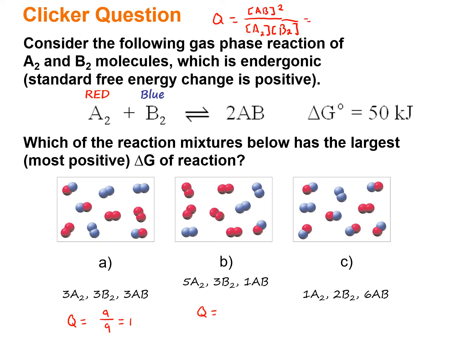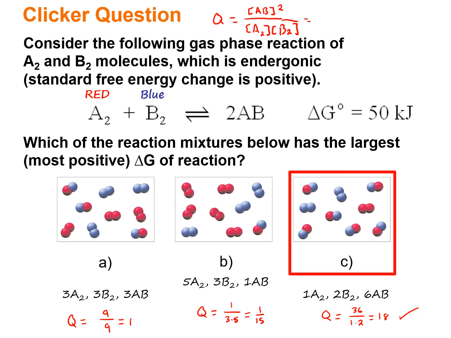For the second one, we have 1 AB, so that's just 1, and the denominator is 3 times 5, so that gives us 1/15. And for our last one, we have 6, which we square to give 36, and the denominator is 1 times 2, so we get 18. That means this last mixture is the value we're looking for, our largest value for delta G.